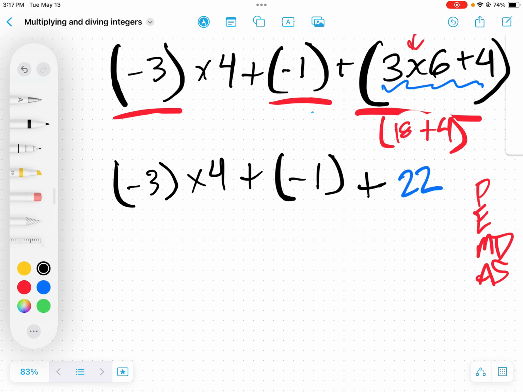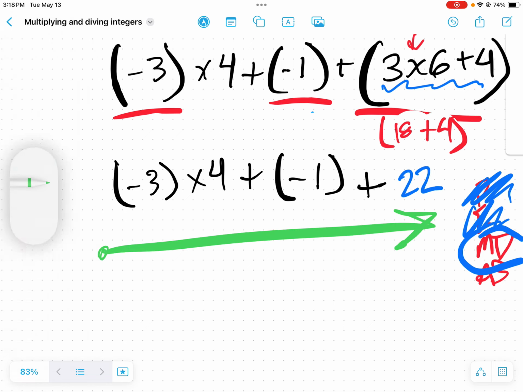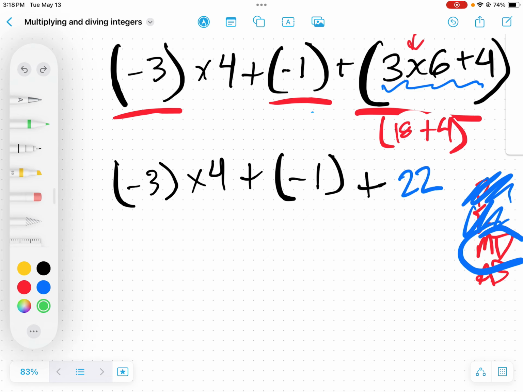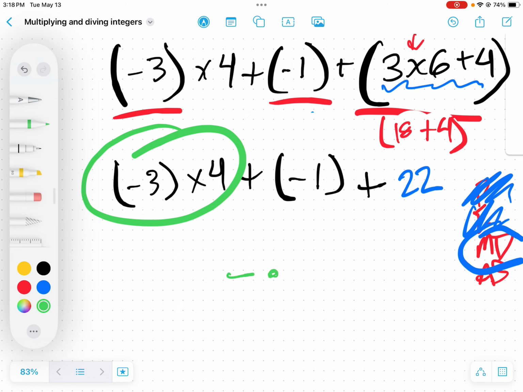Now, according to PEMDAS, we are all done with those operations in parentheses. We don't have any exponents, so now we're going to look at our multiplying and dividing. Starting to the left, work your way to the right. The furthest place I'm multiplying or dividing is right here. I have -3 times 4. Now, if you remember our positive and negative multiplying and dividing rules, if you have a negative and you're multiplying it by a positive number, that is going to give you a negative answer. So 3 times 4 is 12, but since the 3 is negative, it's going to be -12.